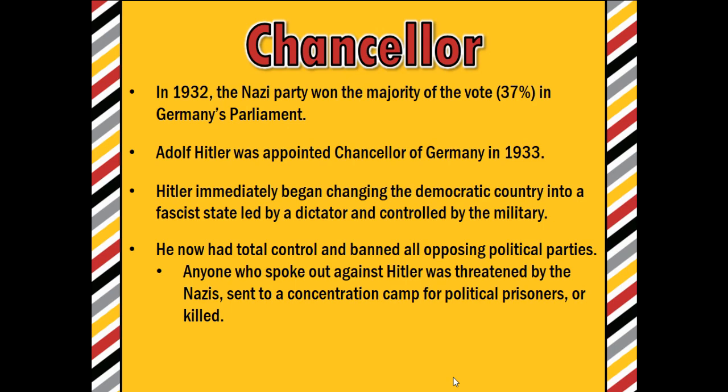In 1932, the Nazi Party won the majority vote at 37% in Germany's parliament, and Hitler was appointed Germany's chancellor in 1933. Hitler immediately began changing the democratic country into a fascist one, led by a dictator who controlled the military. He now had total control and banned all opposing political parties. Anyone who spoke out against him was threatened by the Nazis, sent to a concentration camp for political prisoners, or killed.